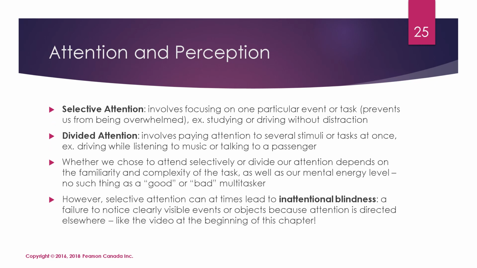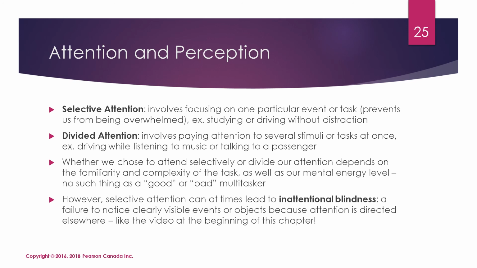So finally, I just want to talk briefly about attention and perception. It is true that we can engage in selective attention, which basically involves focusing on one particular event or task. So it tends to prevent us from being overwhelmed. For example, if we're studying or driving without distraction, that would be an example of using our selective attention. So we're fully focusing on that one task.